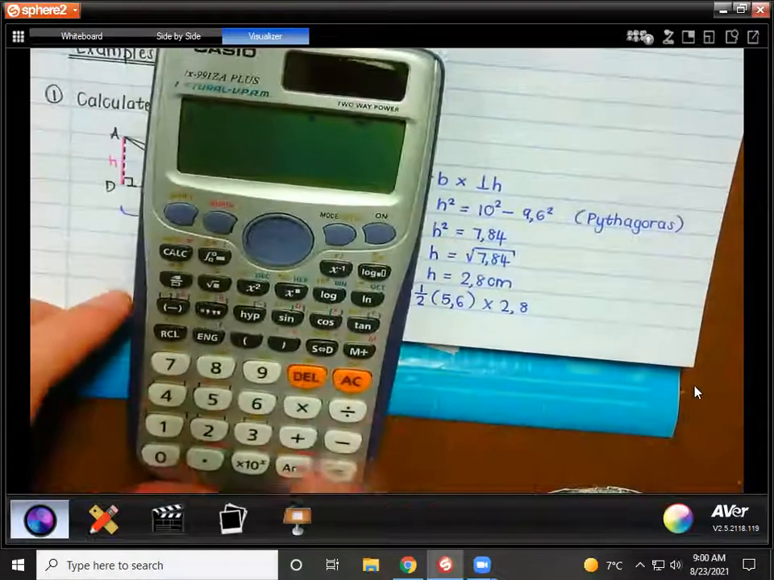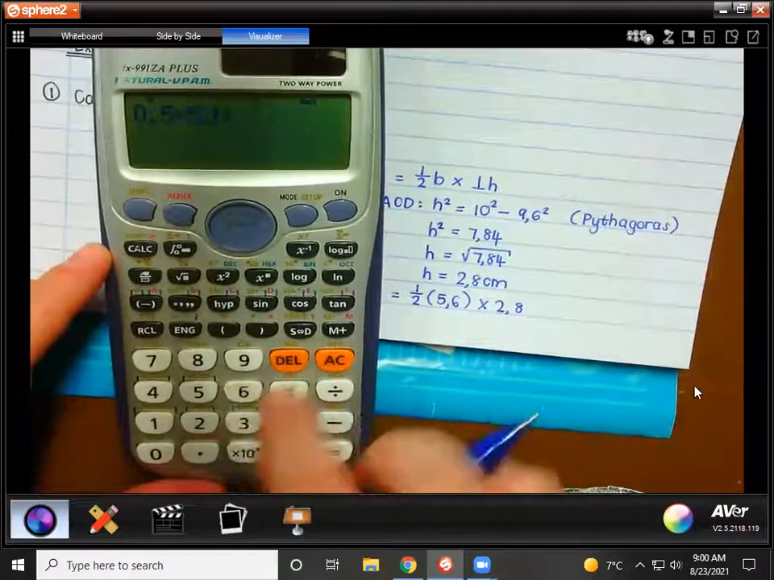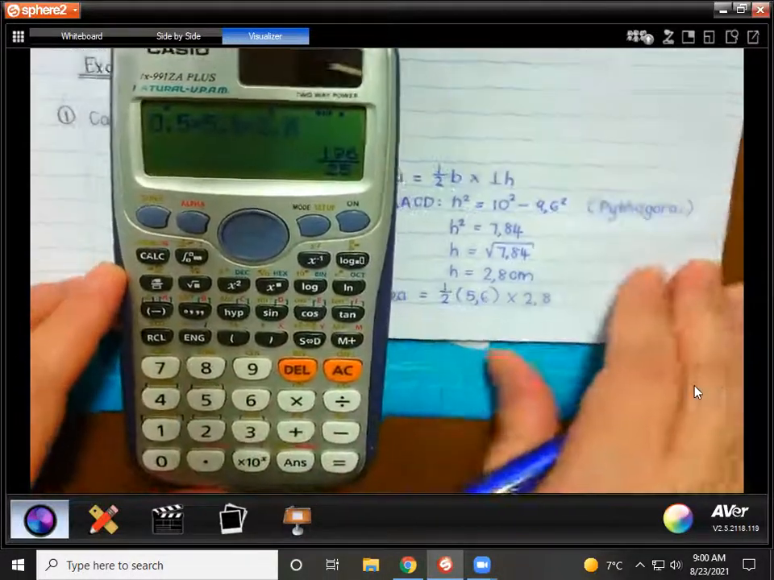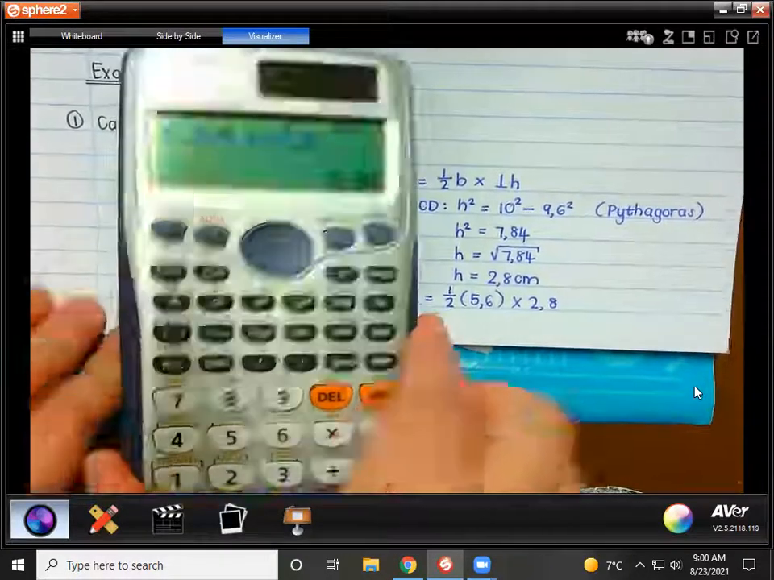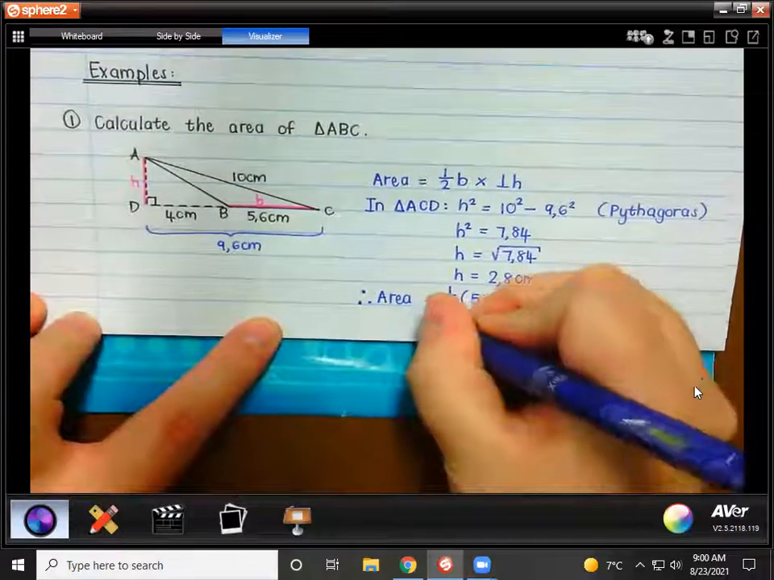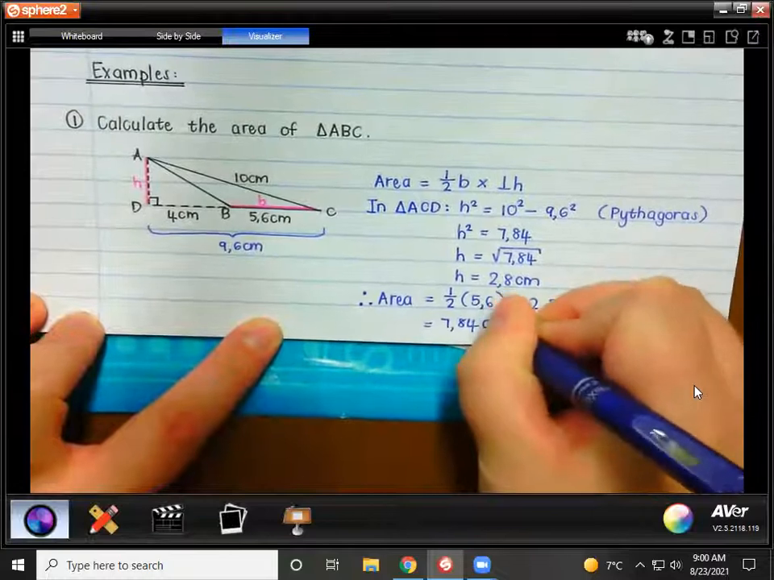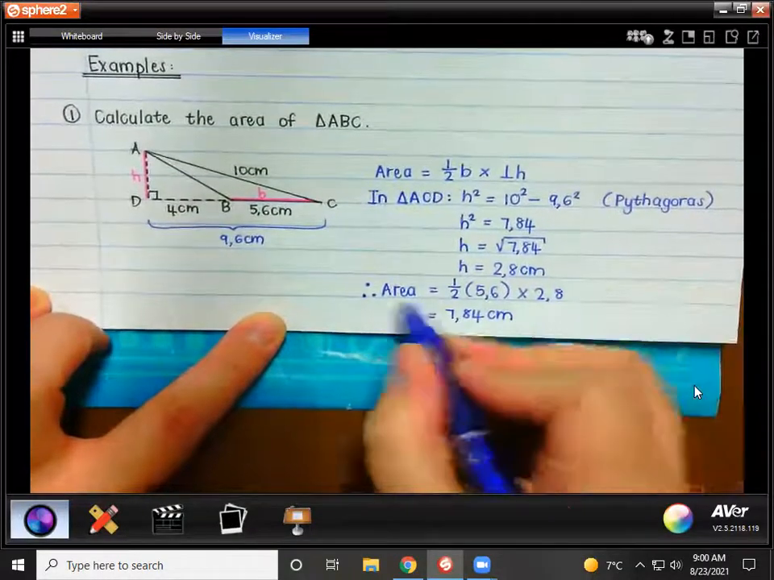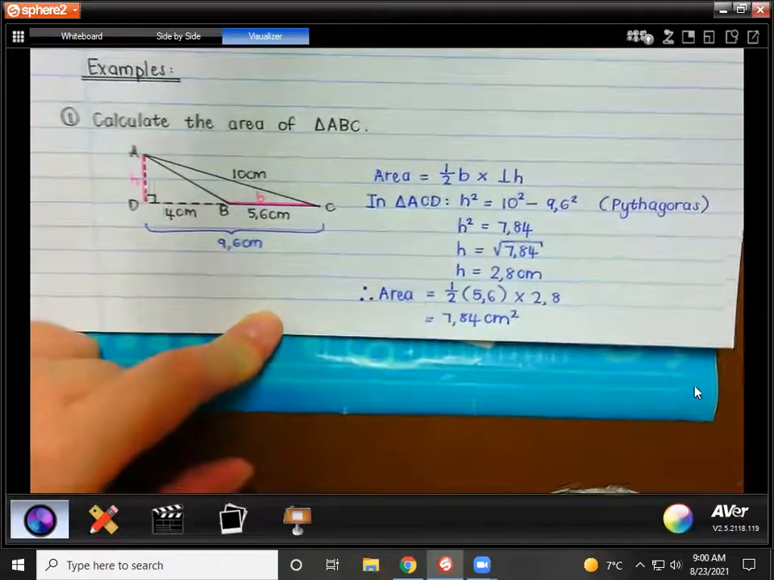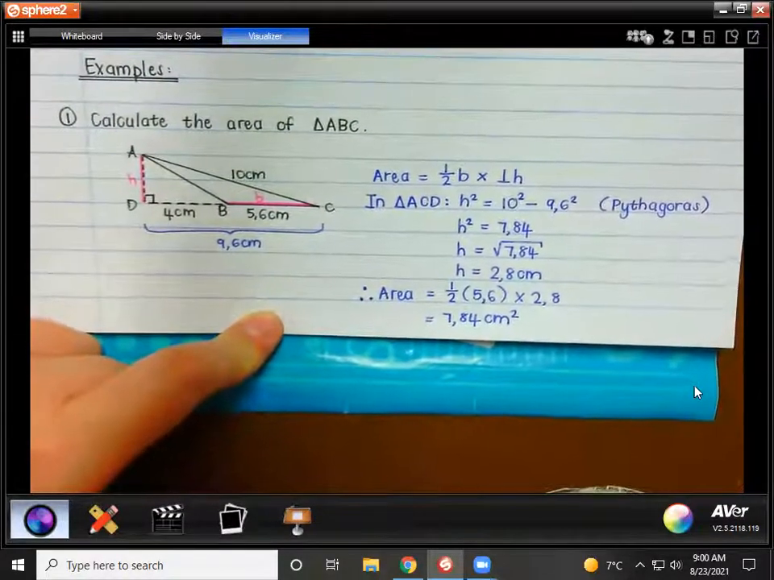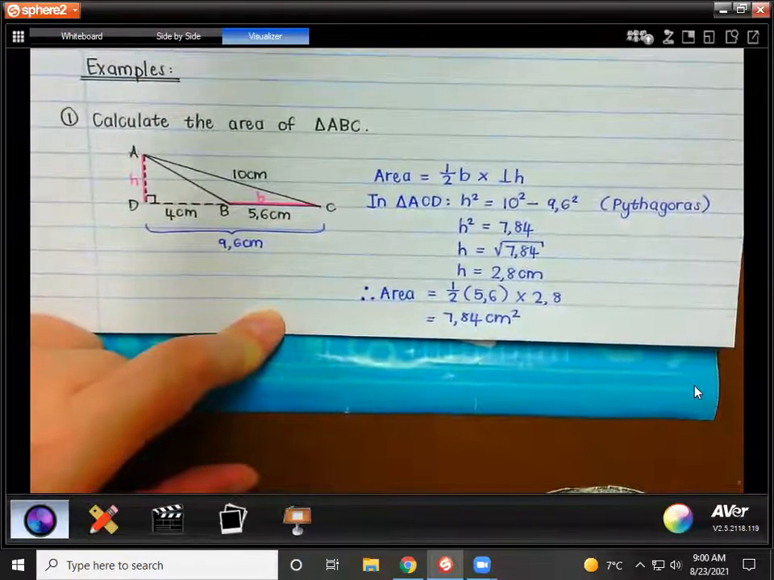So now we're going to say 0.5 times 5.6 times 2.8. All right, and the answer is 7.84. So that is the area. Now, guys, is area in centimeters? It's centimeters, but then because it's area, it's centimeters squared. Please remember that. Okay, you have to put the correct unit there. So you have to put centimeters squared.